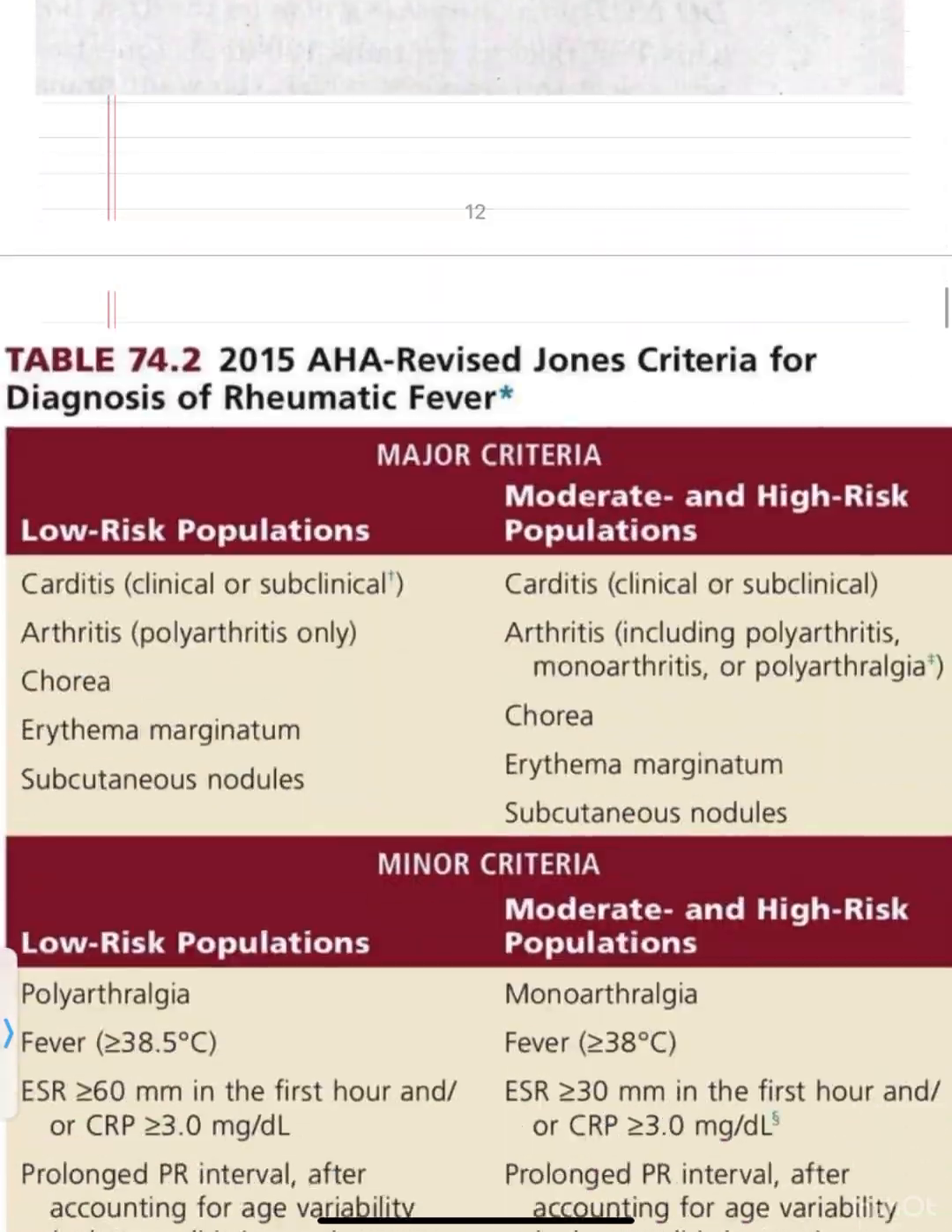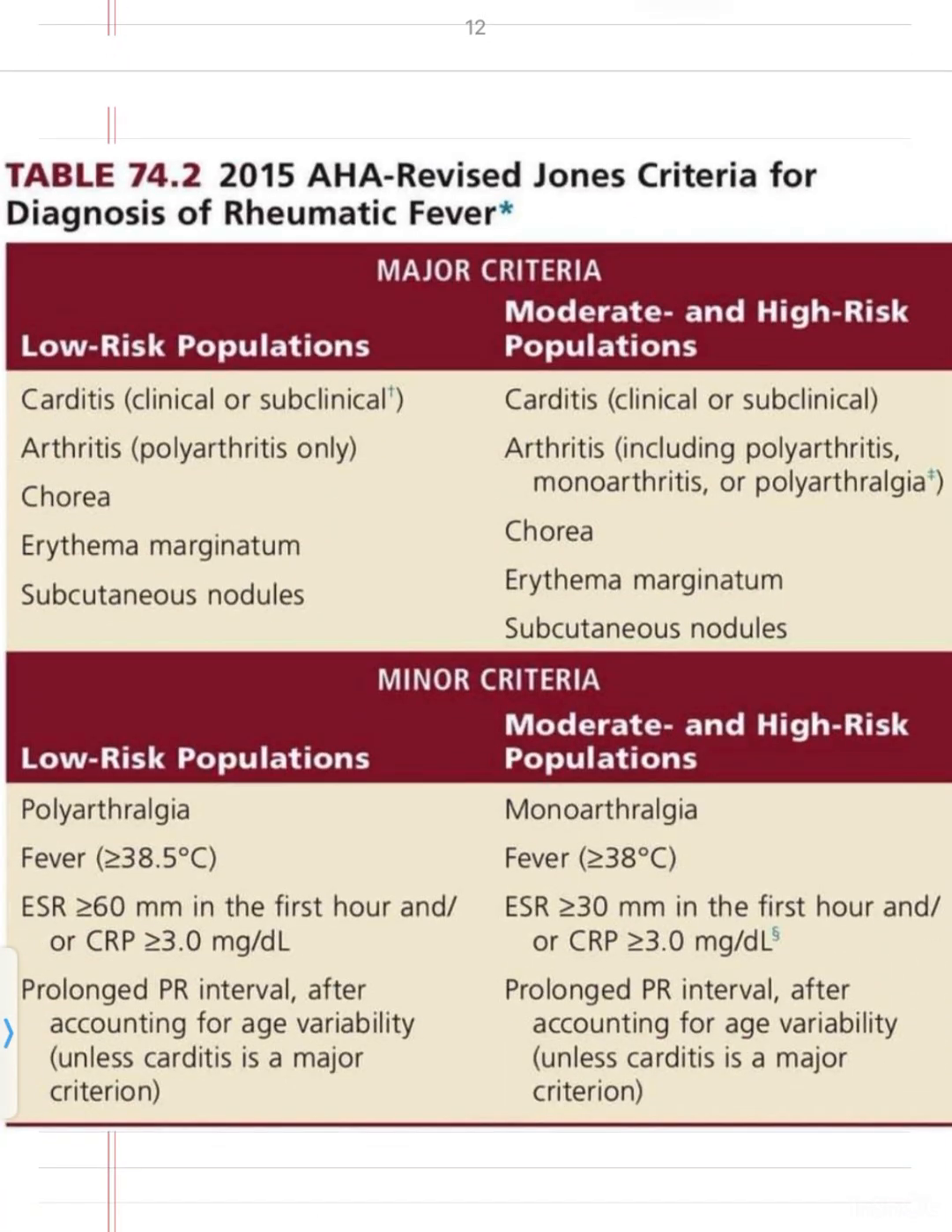Now coming to the criteria. So these are the 2015 AHA revised Jones criteria for the diagnosis of rheumatic fever. So there is low risk population, there is moderate and high risk population. So carditis is present in both, either clinical or subclinical. Arthritis is present in both, but in the low risk population it's only polyarthritis.